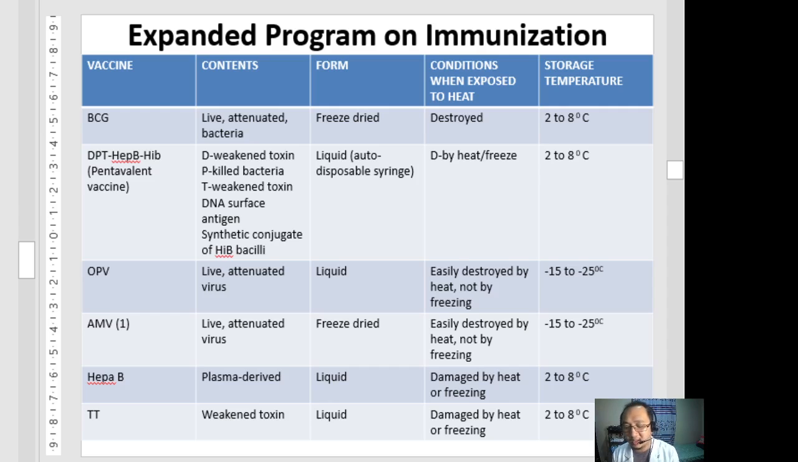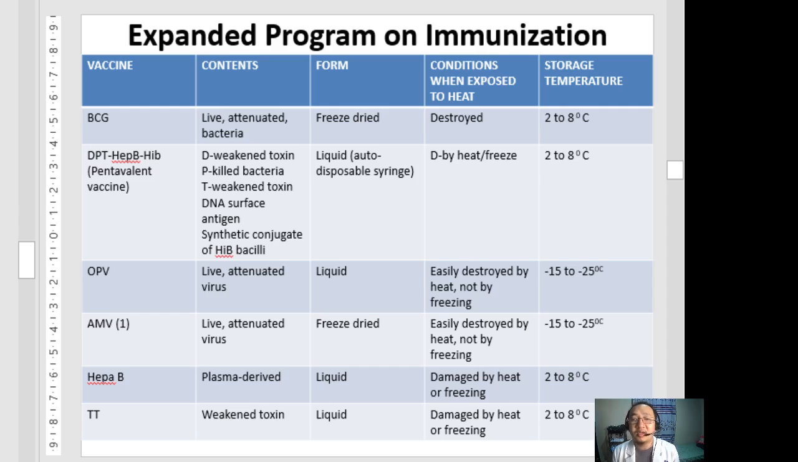For your pentavalent vaccine, including your Hep B vaccine, in this case we have the second row, DPT, Hep B, HIB, or the pentavalent vaccine. It's liquid in nature, and usually, especially during the first use, is in a disposable syringe, and it's destroyed by heat and freezing, with a 2 to 8 degrees Celsius storage temperature.